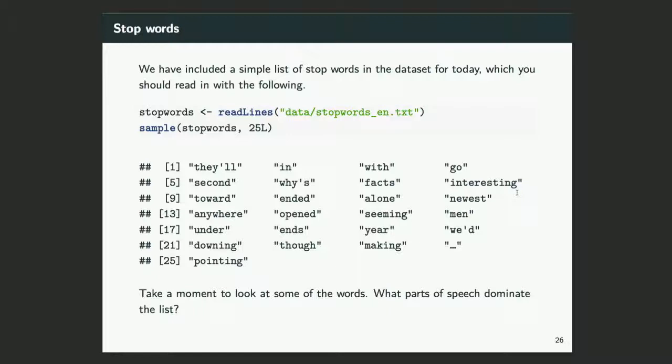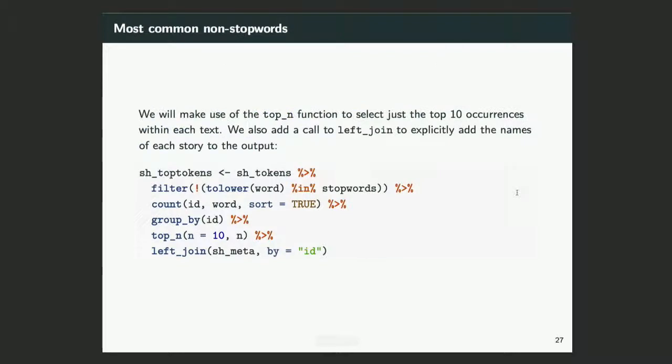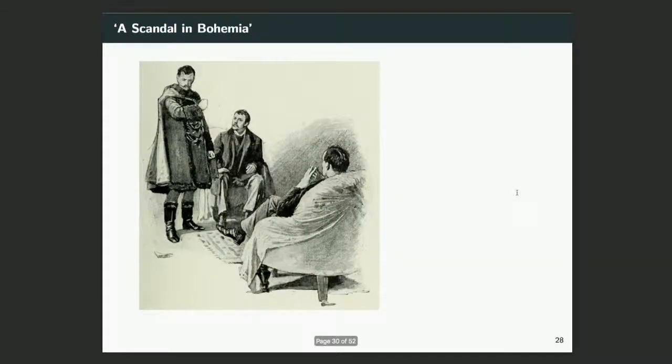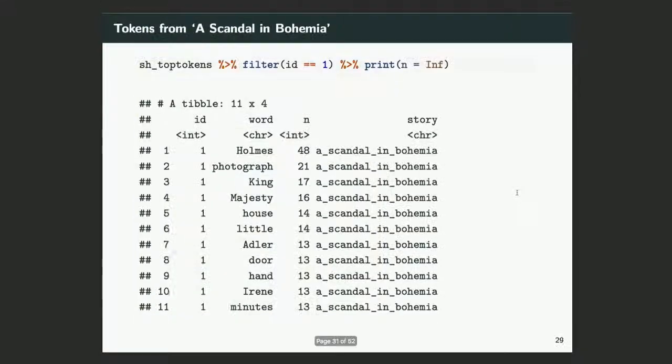And what we can then begin to look at is take the top 10 occurrences within each text. Because it's just reading the text, we've done a left join to add that metadata back in so that I know which story I'm talking about and which year that story is in, to give some more of that information. And we can then look at A Scandal in Bohemia and see what the biggest themes are. Let's start to get a sense of some of the main terms.